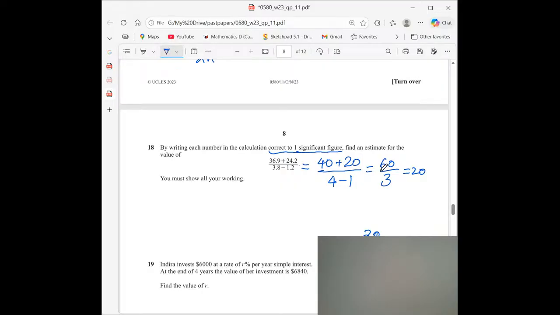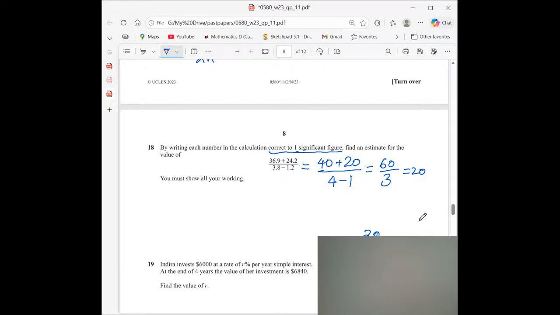So are these numbers written as correct to one significant figure? 36.9 as 40, 24.2 as 20, 3.8 as 4, 1.2 as 1, and this is keeping the plus minus sign intact there. So 60 is numerator, 3 is denominator. By dividing, they make 20. So this is approximately, right?